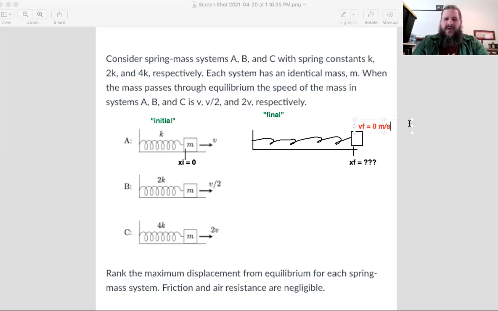Because if it wasn't going at 0 meters per second, if it had any non-zero speed, that means it's still in the process of moving. And if it's still moving, it hasn't reached its maximum displacement yet. If you're looking for maximum displacement, we want to look at where it comes to a stop. It's been traveling, it slows down, comes to a stop, and it's about to turn around. We're looking for that turnaround point, that furthest it can get from equilibrium.